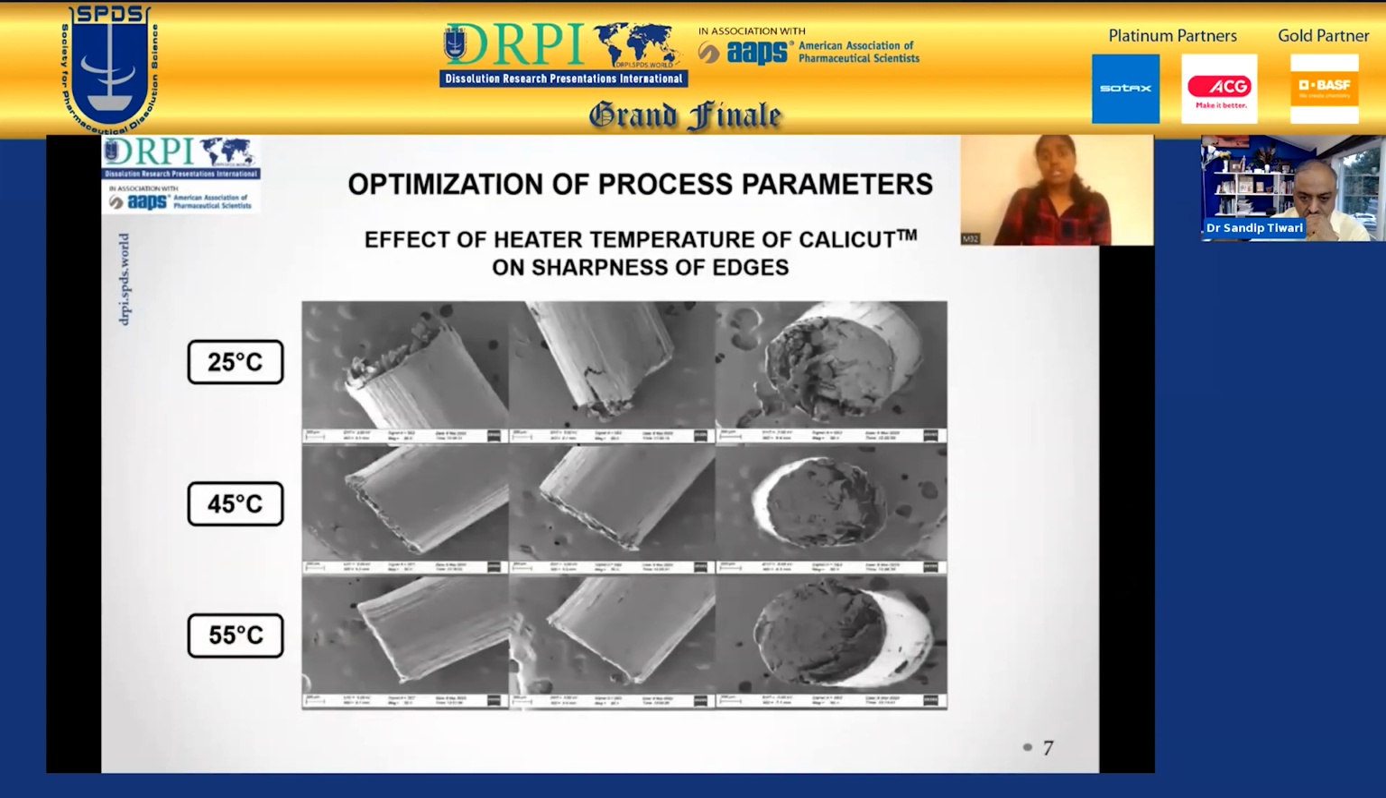Here we also study the effect of the heater temperature of the stretching and cutting machine on the sharpness of edges. So basically, though HPC is approved by the FDA for ocular indications and it is biocompatible, here we can define biocompatibility not based on the material property but based on the surface characteristics of the dosage form. So here we could see that when the operation was carried out at 25 degrees Celsius, the edges of the inserts were sharp. However, when the same unit operation was carried out at higher temperatures, say 45 and 55 degrees Celsius, inserts of relatively smooth edges were obtained, which would be more compatible than the previous ones.